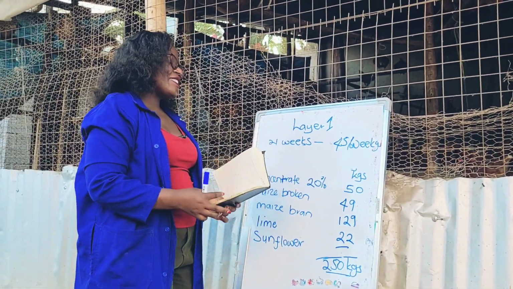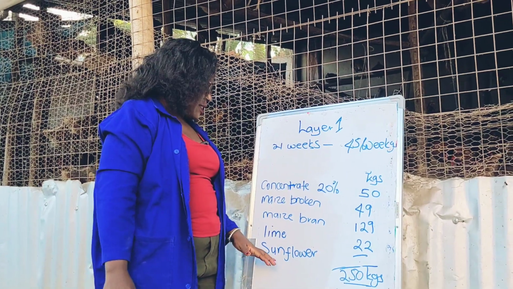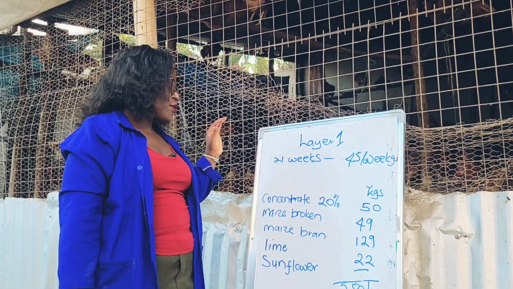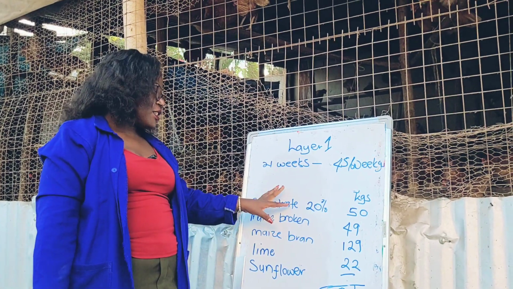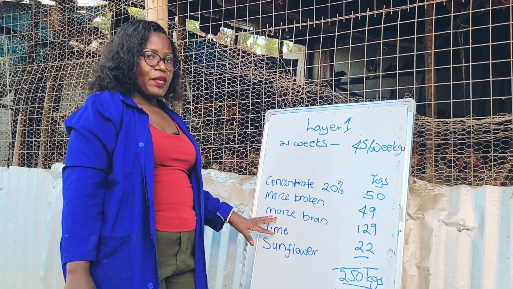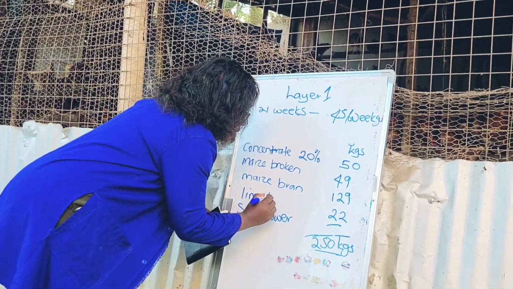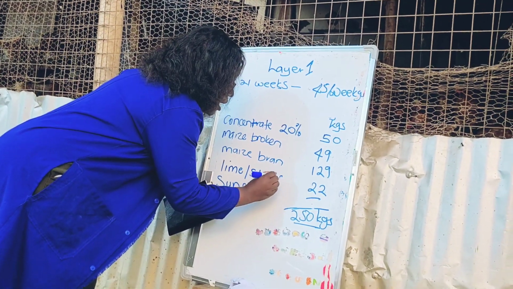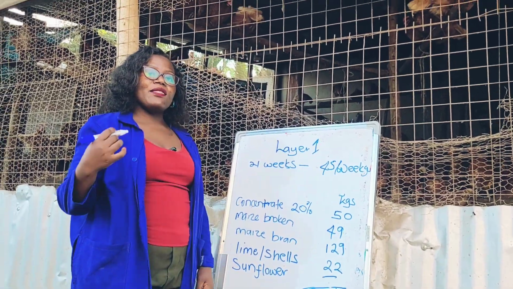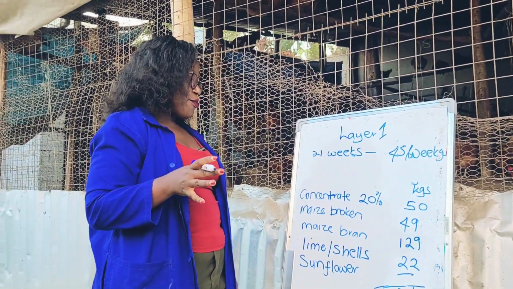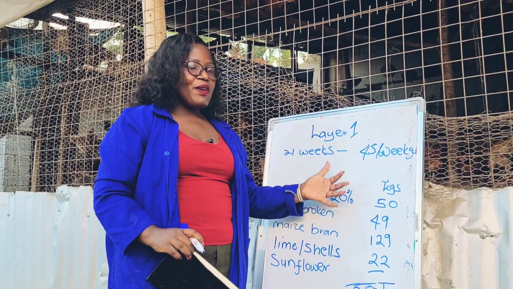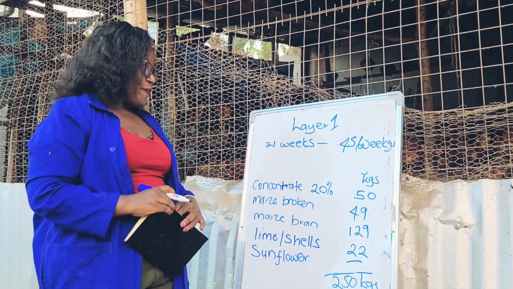So when we reach this stage, we completely eliminate the sunflower. That is why in my feeding formula I only use these products, which is the concentrate, maize broken, and maize brand, and lime. Lime, if you don't have lime, you can use the shells. And in my case, shells work better for me. They are more expensive than lime, but they work more well for me. So still, as you can see, the brand is more than broken, which makes this formula still cheap.